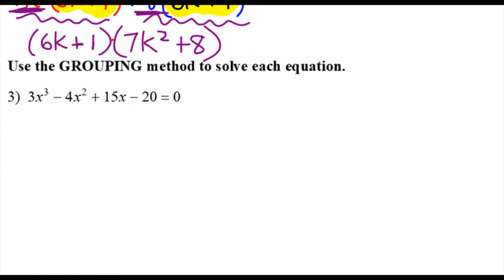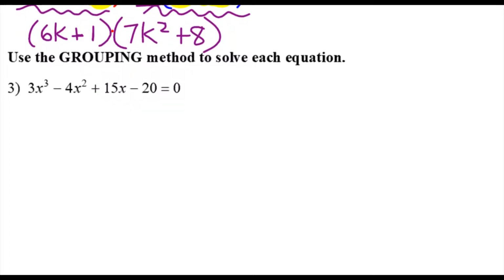So then the next problem says use the grouping method to solve each equation. We're going to do the same thing, but one step more to solve. So split it into two groups. And look for each GCF. The first group has x squared in common. Okay, and so if you think about distributive or taking it out, x squared times 3x, and x squared times minus 4.